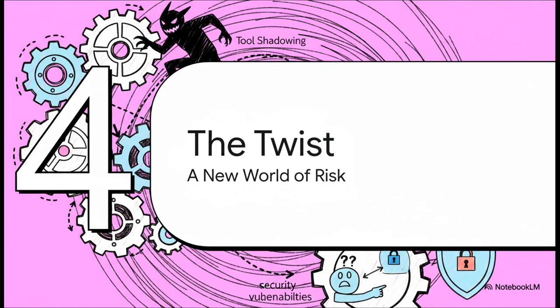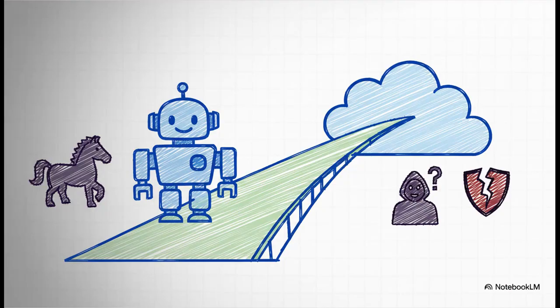But, and this is a big but, there's a twist. By giving AI all this power and flexibility, we've also opened a Pandora's box of brand new and pretty scary security risks. I mean, it's the classic story, isn't it? With great power comes great risk. By creating a universal plug for AI to connect to the world, we've also accidentally created a universal attack surface.